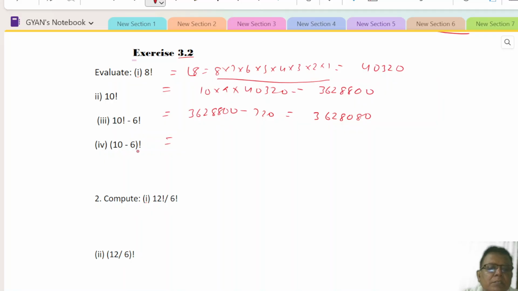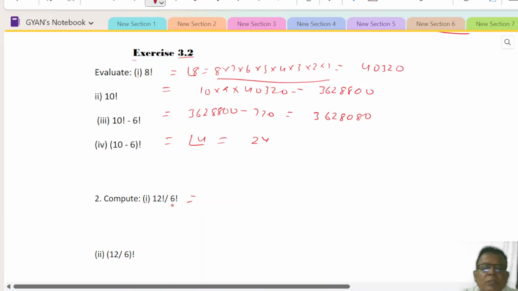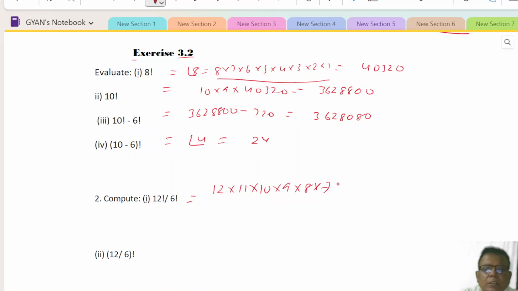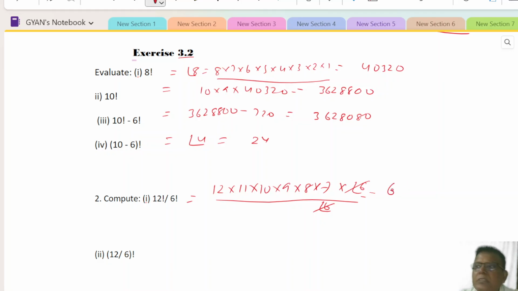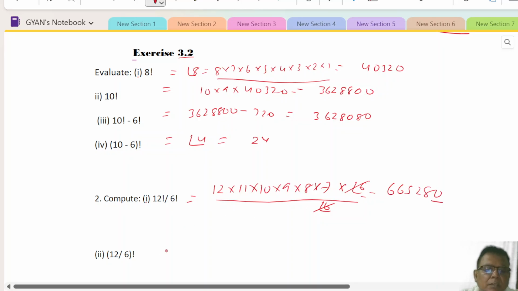Factorial 10 minus factorial 4. Factorial 4 is 24. So factorial 12 by factorial 6. That means 12 into 11 into 10 into 9 into 8 into 7 into factorial 6 divided by factorial 6. That we cancel. It will be 665280. But here factorial 2 is equal to 2.